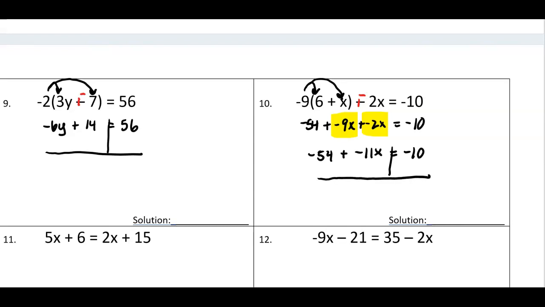Once we get to the rest of the problems, we'll kind of talk about them together. Go ahead and solve those now.